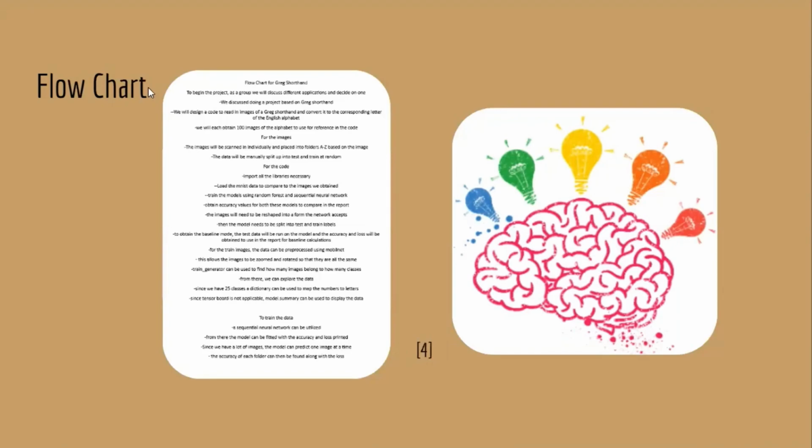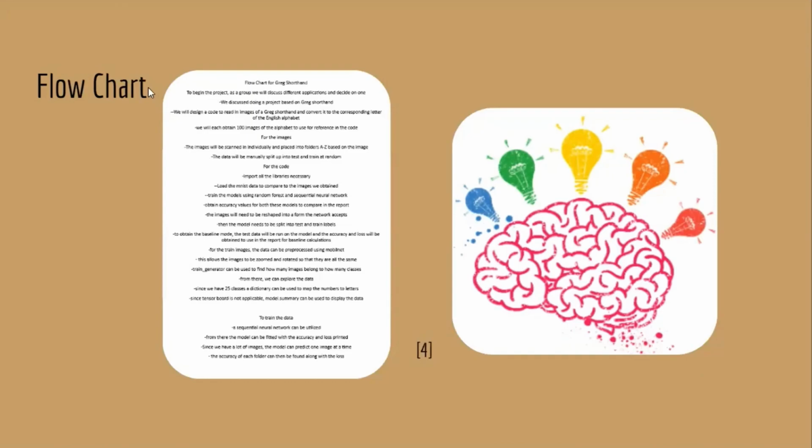shorthand. For the code, we loaded in the MNIST dataset, as that was what we were comparing the data to. We ended up training the MNIST dataset using random forest and a sequential neural network and obtained the accuracy for both of these to compare in our report. We had to reshape the images so that the network accepted them and was able to accurately test and train them. We then created our baseline model and obtained the accuracy and loss, also to compare in the report.